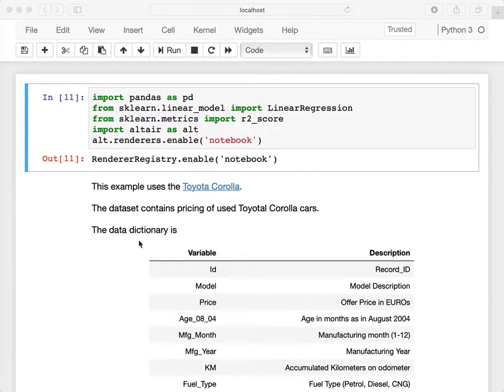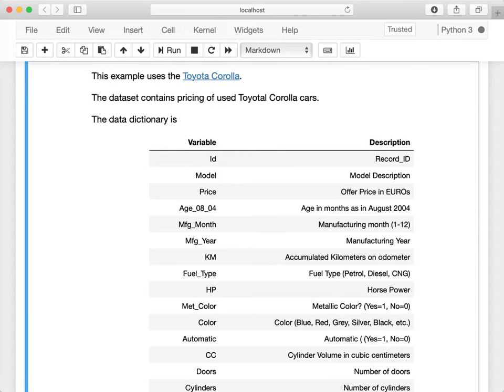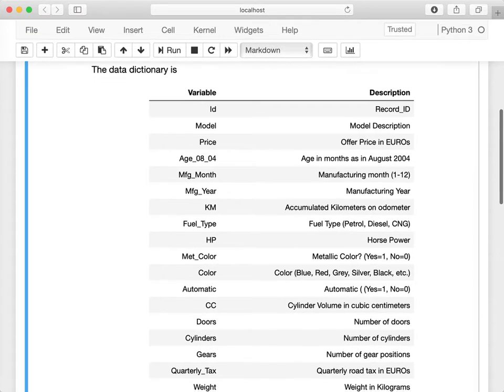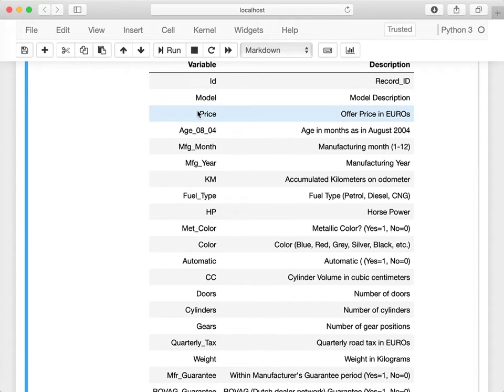In this exercise, we're going to use supervised machine learning to predict a continuous outcome variable. In other words, we have a regression task. We're going to work on the Toyota Corolla dataset. This dataset has the price of used Toyota Corolla cars, and there are many variables here. We're going to look at two variables: the price of the car as an outcome variable, and the KM, which is the accumulated kilometers on the odometer, as a main predictor, as a main feature to explain the outcome variable.